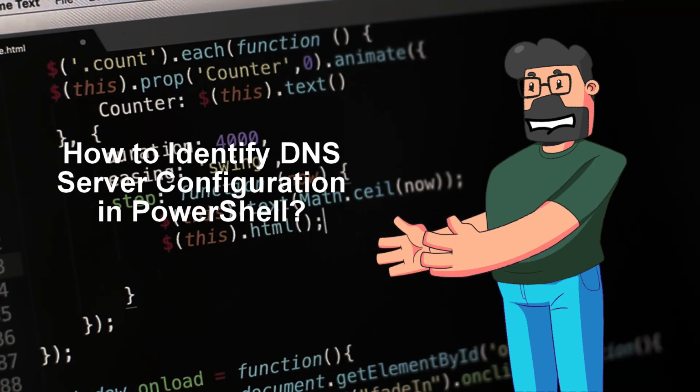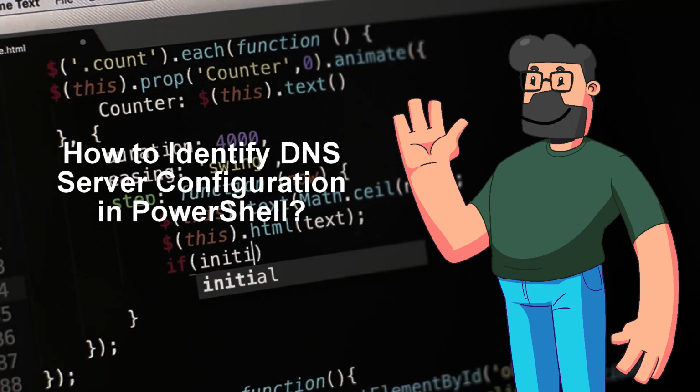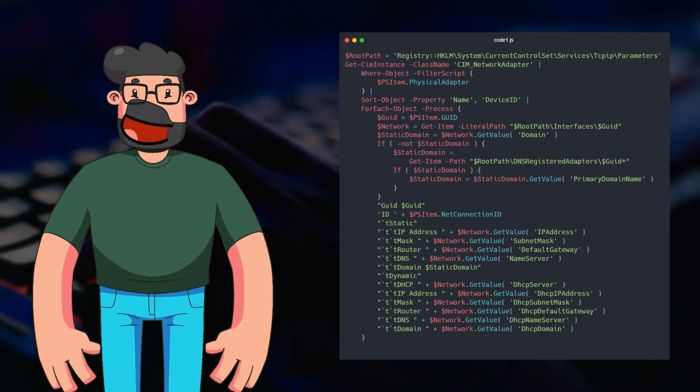The issue at hand revolves around determining the origin of DNS addresses using PowerShell. Essentially, the task involves identifying whether the DNS addresses are manually set or obtained dynamically. Quite a puzzler, isn't it? Now, let's delve into the solution to this DNS address mystery.